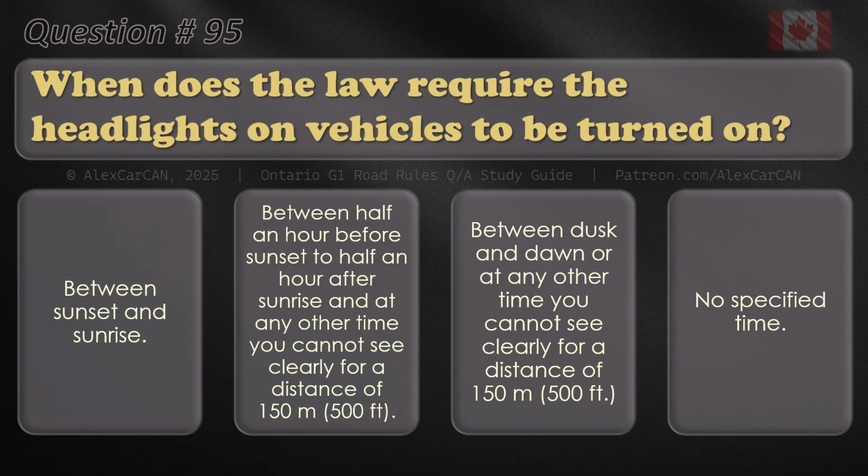Question number 95. When does the law require the headlights on vehicles to be turned on? Between sunset and sunrise. Between half an hour before sunset to half an hour after sunrise, and at any other time you cannot see clearly for a distance of 150 meters, 500 feet. Between dusk and dawn or at any other time you cannot see clearly for a distance of 150 meters, 500 feet. No specified time. The correct answer is between half an hour before sunset to half an hour after sunrise, and at any other time you cannot see clearly for a distance of 150 meters, 500 feet.